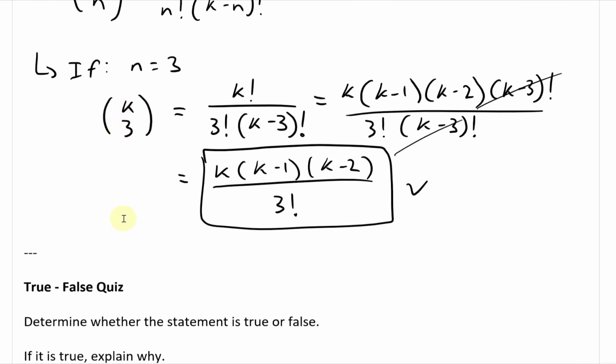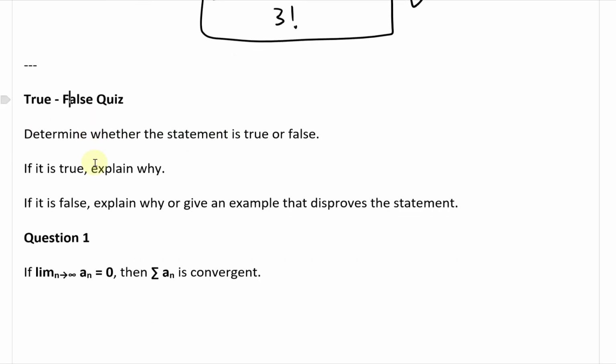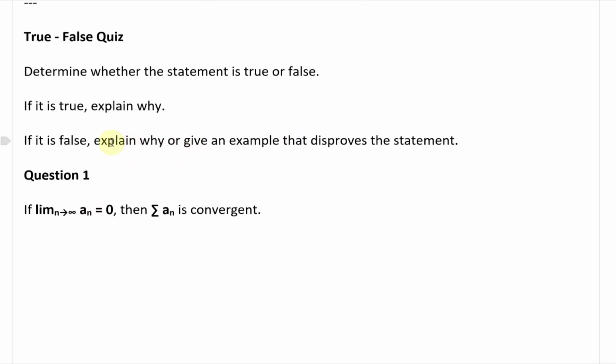The concept review or concept check, the review section at the end of the infinite sequences and series calculus chapter. Now let's look at the true or false quiz, also at the end of that chapter. This is asking, determine whether the statement is true or false, and if it is true, explain why, and if it is false, explain why, or give an example that disproves the statement. All right, so let's take a look at question 1 here.